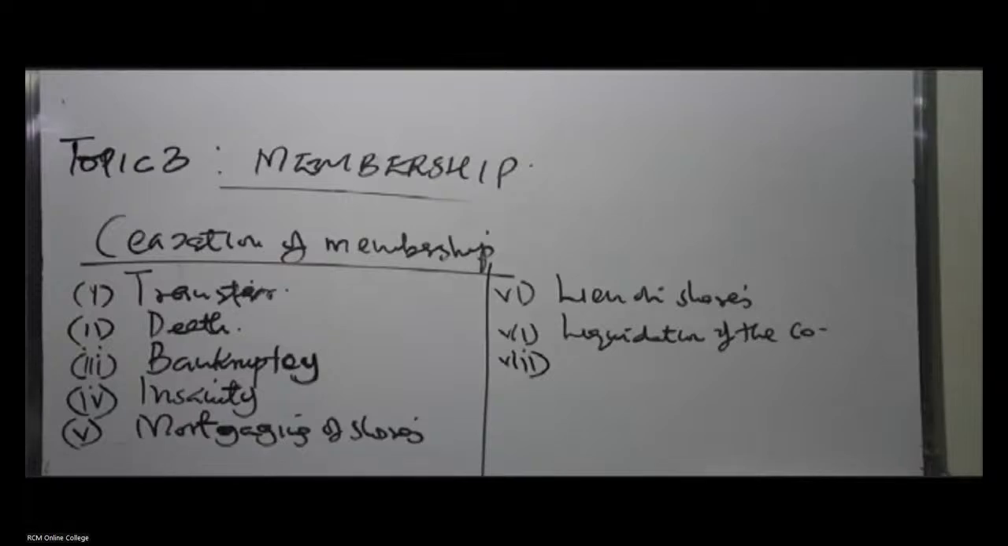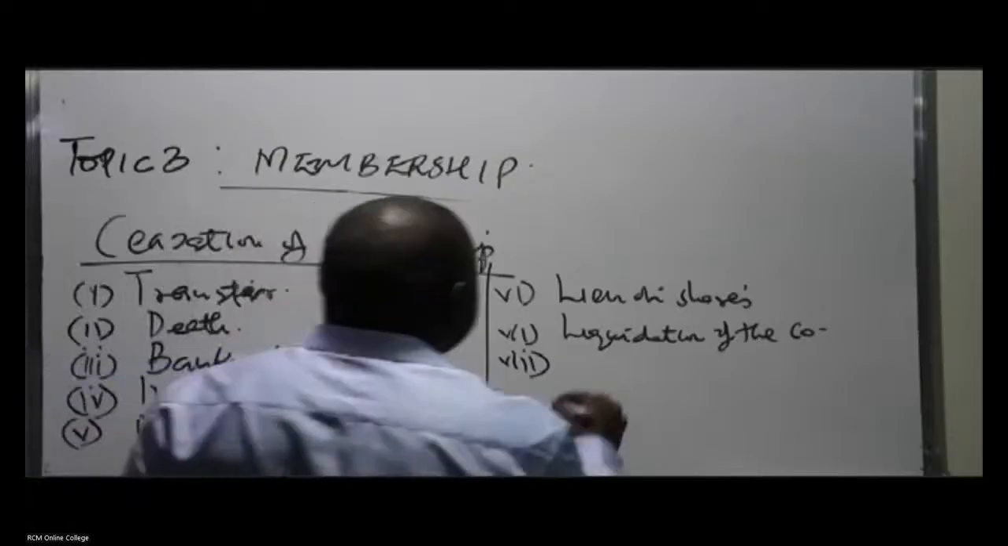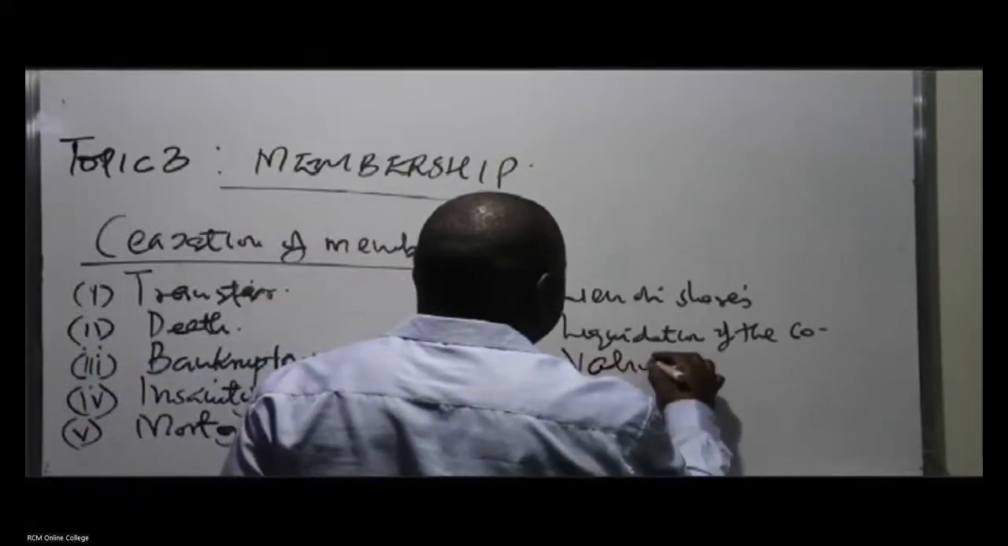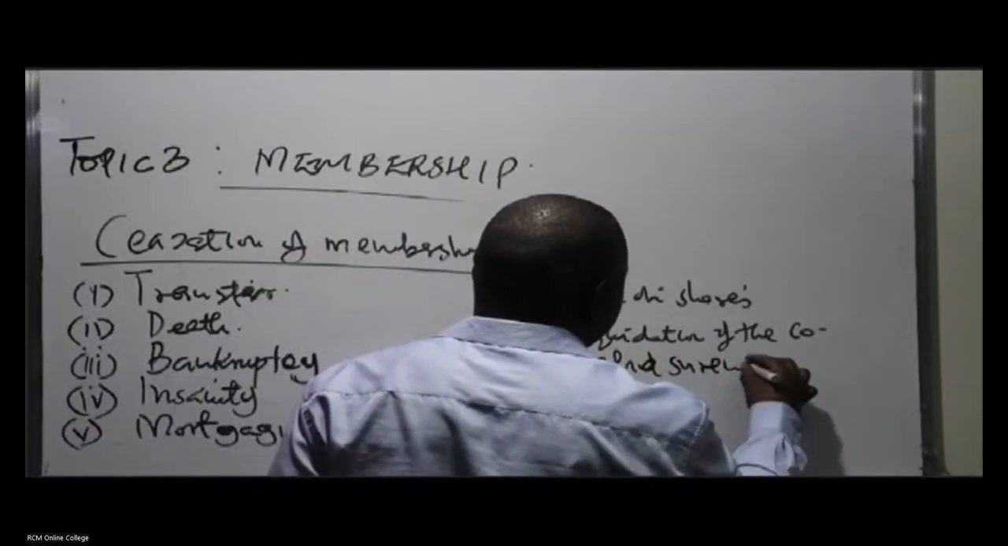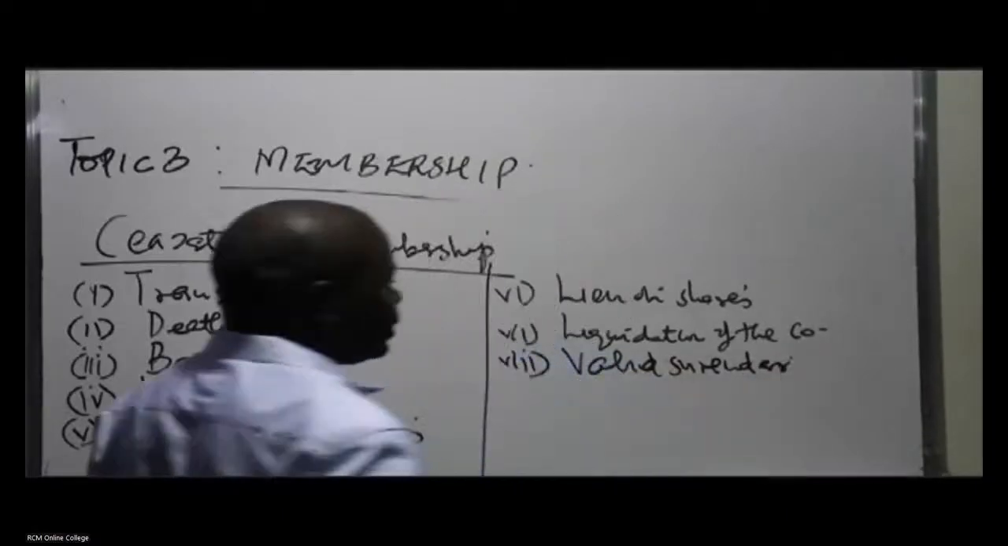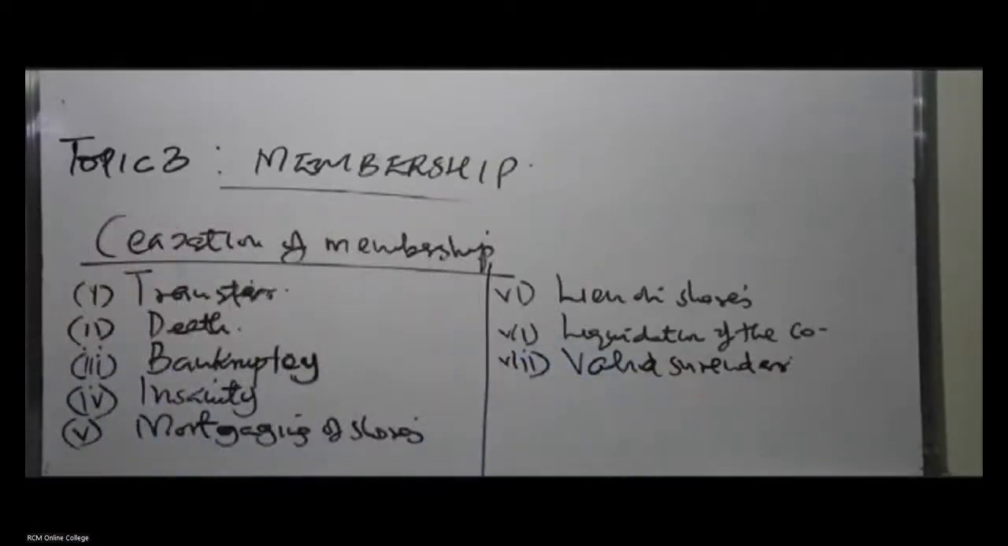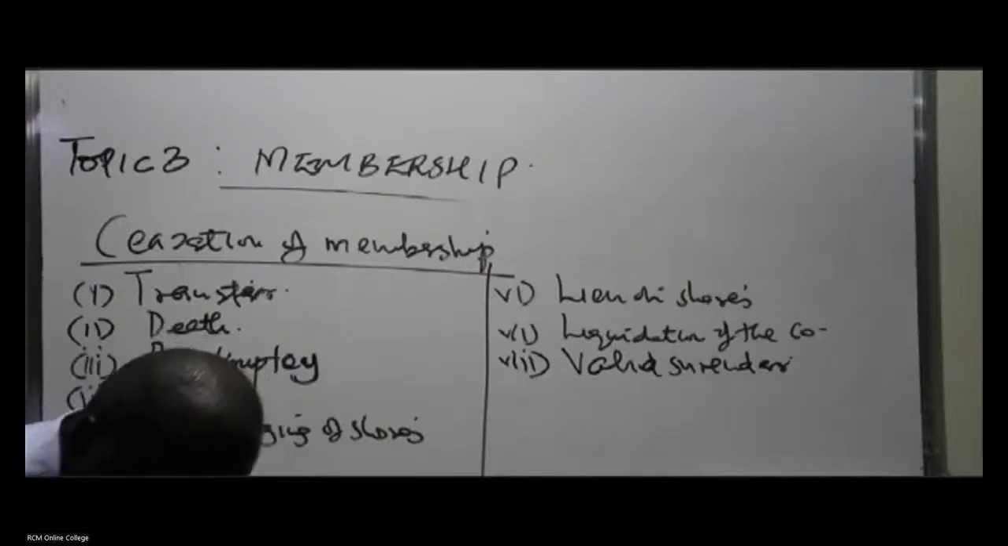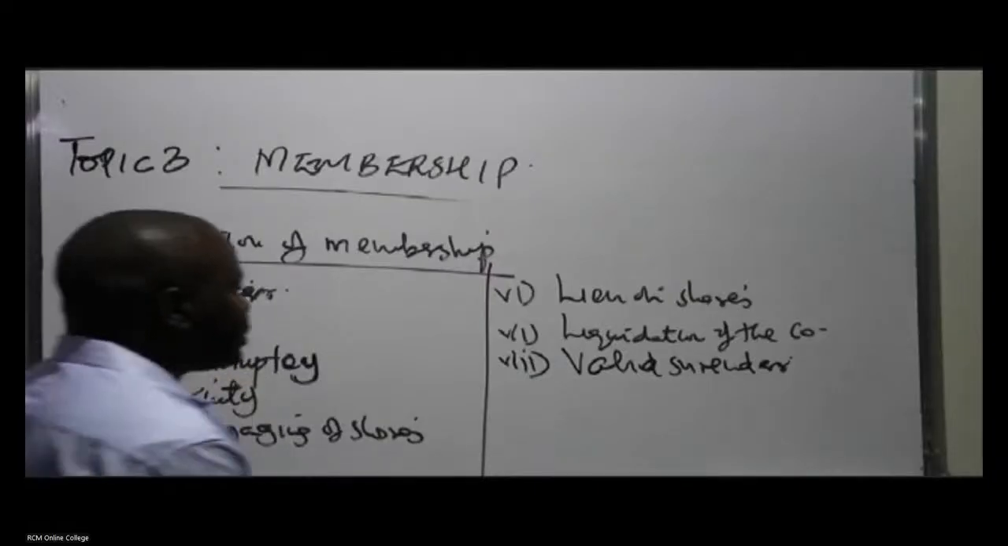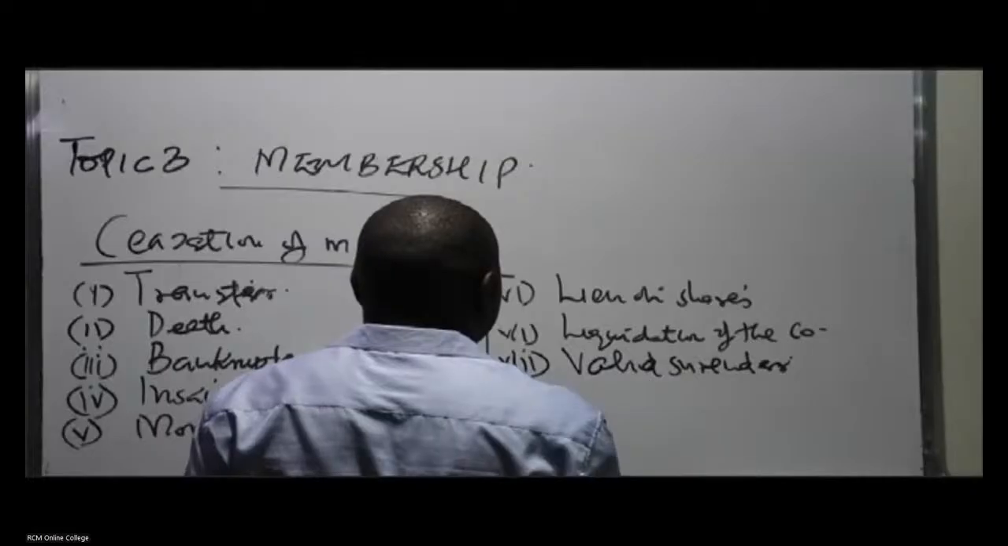And see, people have already listed them there. Valid surrender, yeah, valid surrender is correct. Valid surrender of shares. Just validly surrender the shares. Apart from valid surrender, liquidation. Forfeiture is correct. I can see forfeiture. Forfeiture of shares.